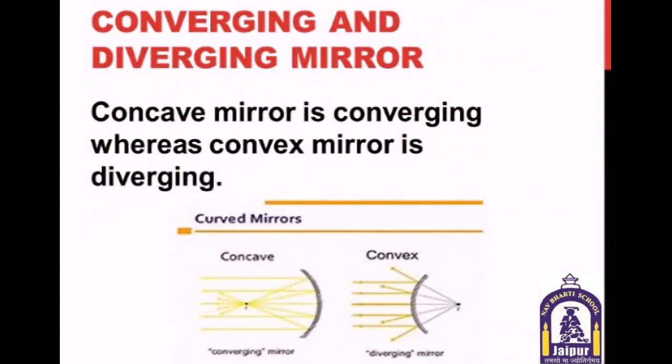These concave and convex mirrors are divided into converging and diverging mirrors. A concave mirror is a converging mirror and a convex mirror is a diverging mirror. Never get confused between converging and diverging. Converging means when all the rays of light reflect back at a single point. They converge at a single point, then it is a converging mirror, and a converging mirror is a concave mirror. Diverging means when all the light rays spread out, then it is a convex mirror.